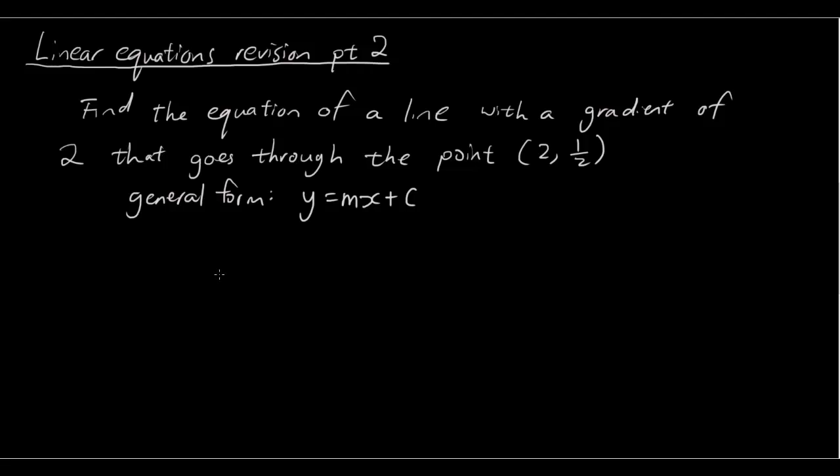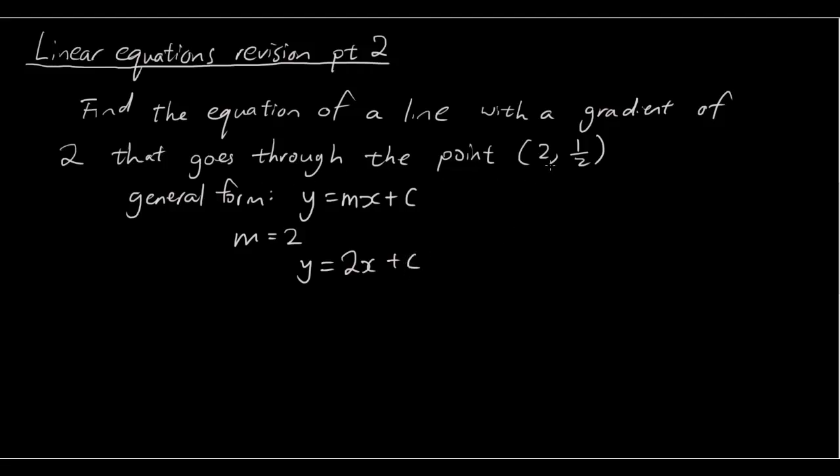Once you recognize that, then what you're going to do is substitute in the gradient of 2 into the equation, because we know that the gradient is equal to 2, right? Because that's what the question has told us already. So now this becomes y equals 2x plus c. And now the only thing left is to find the y-intercept.